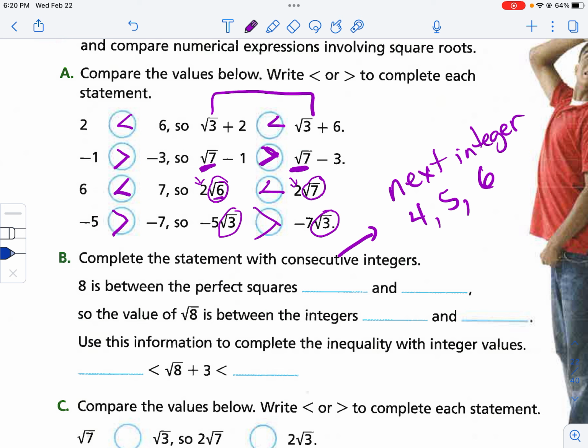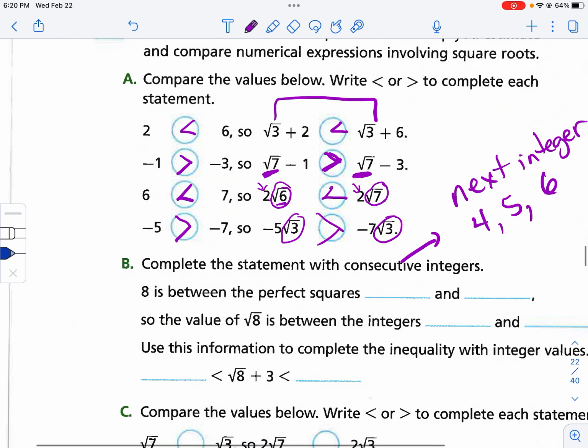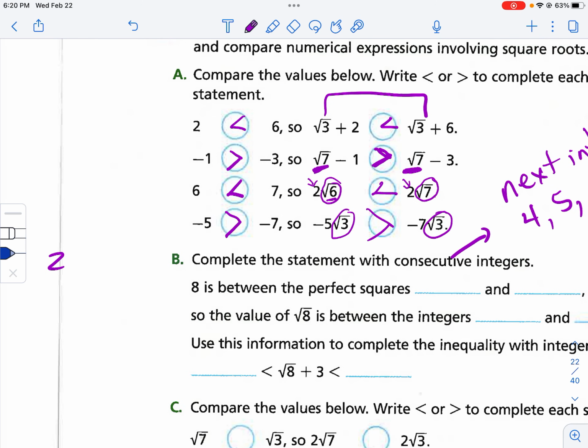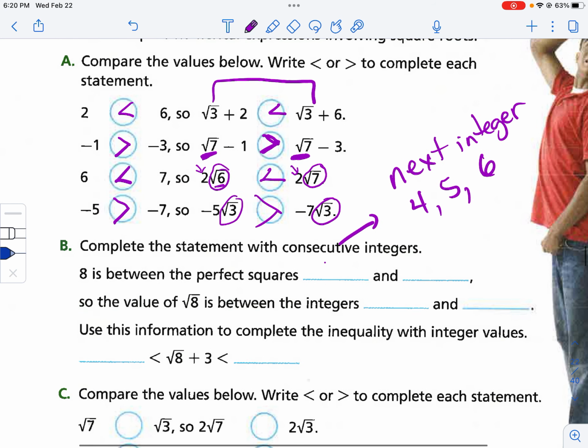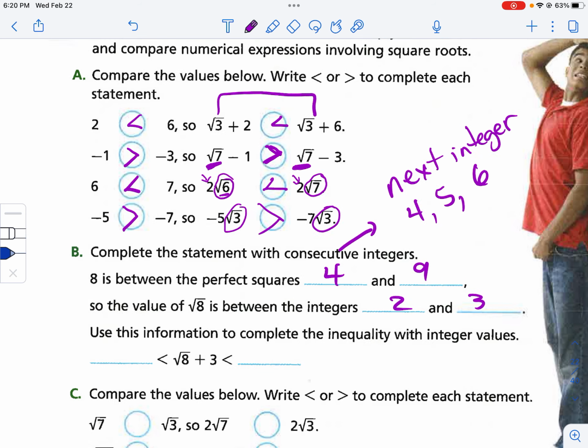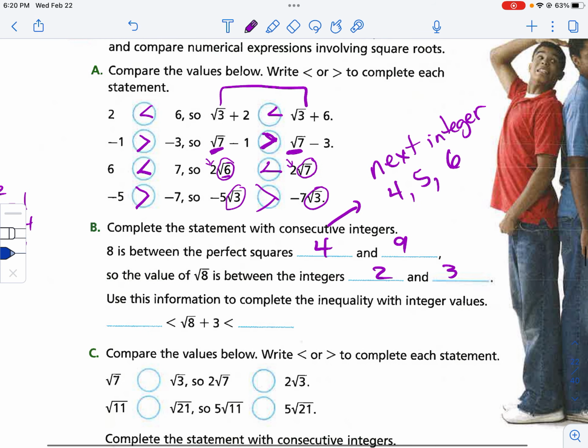8 is between the perfect squares. Okay, so let's do this. 1 squared is 1, 2 squared is 4, 3 squared is 9. So 8 is between 4 and 9. So that means it's between 2 and 3. Use the information to complete the inequality with integer values.